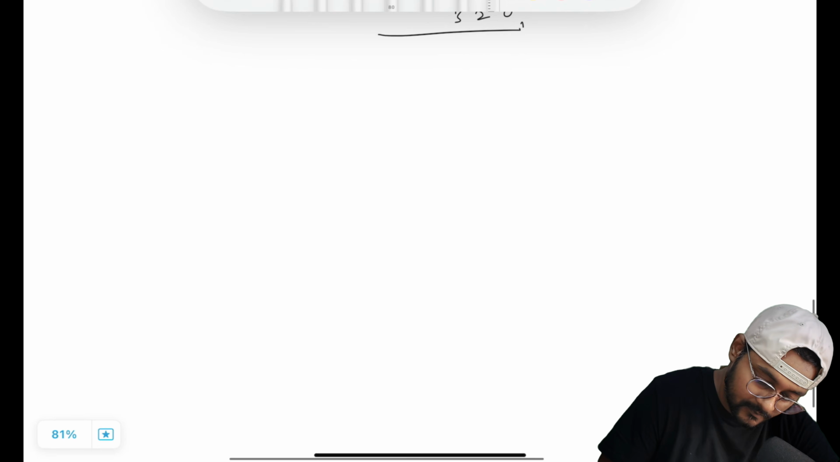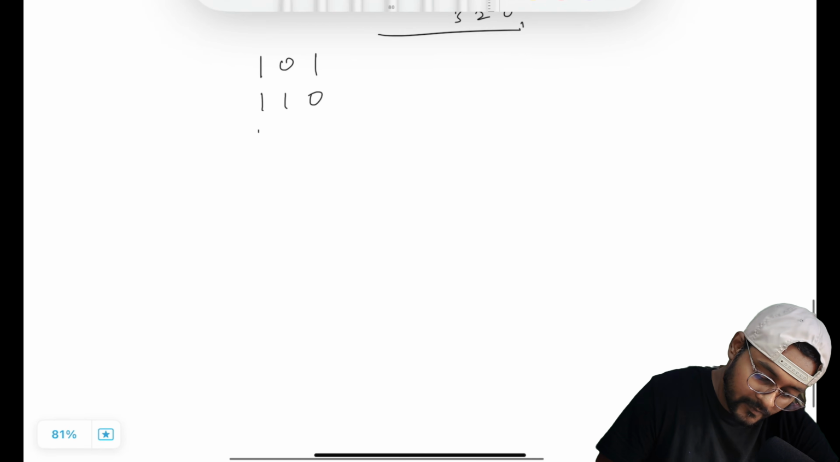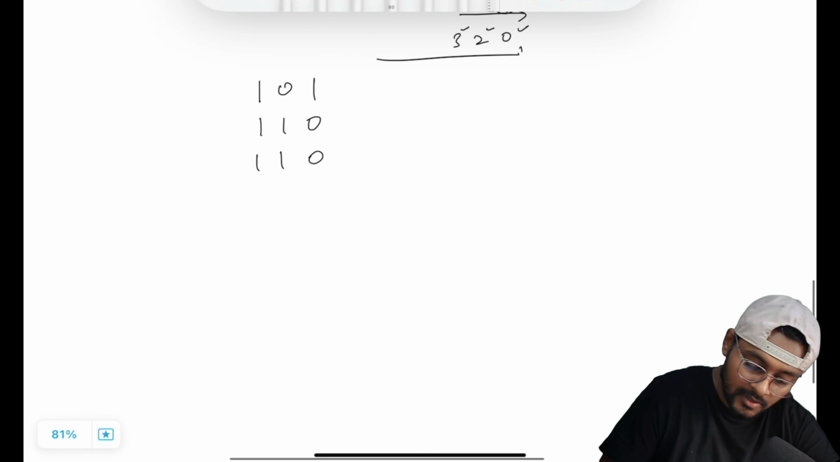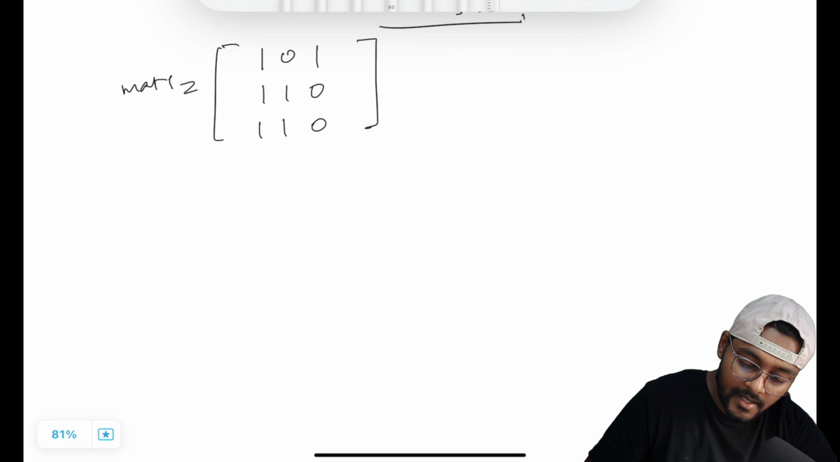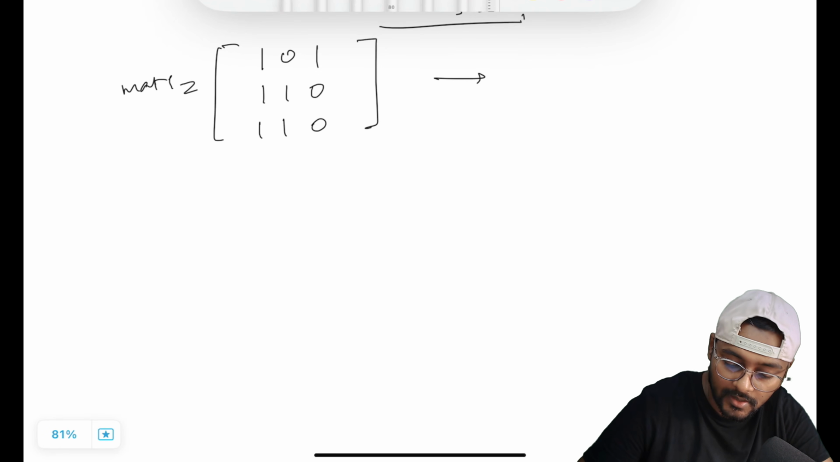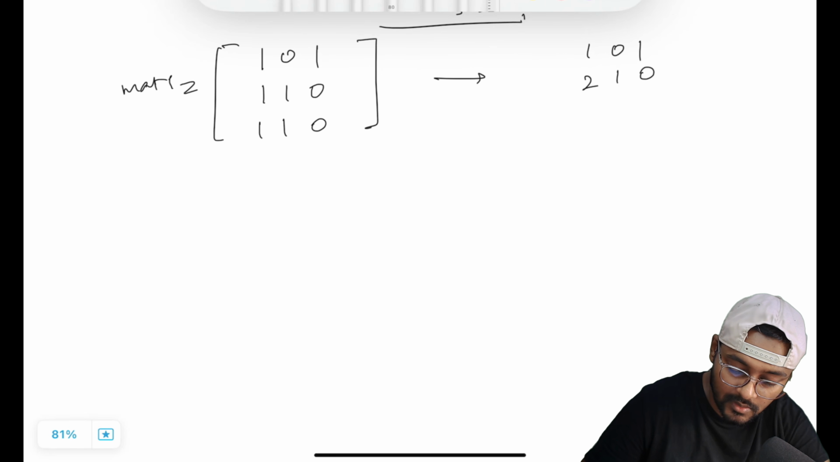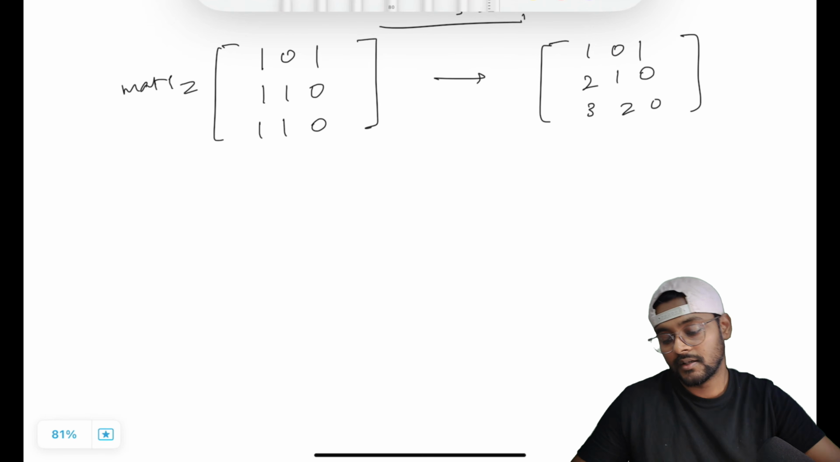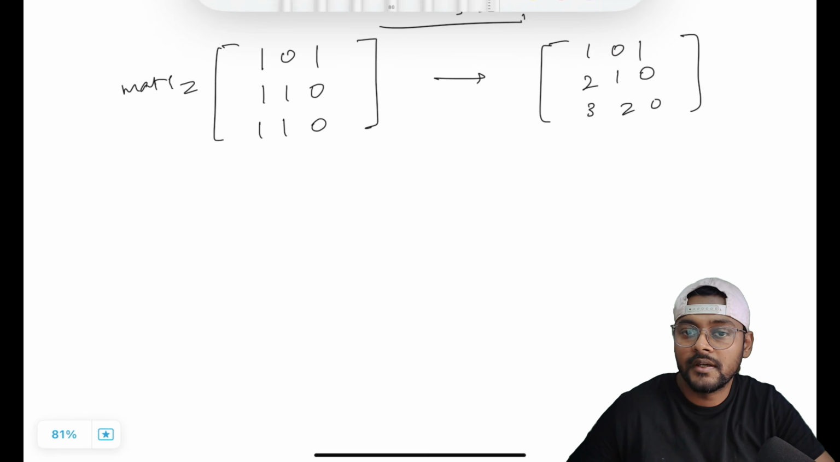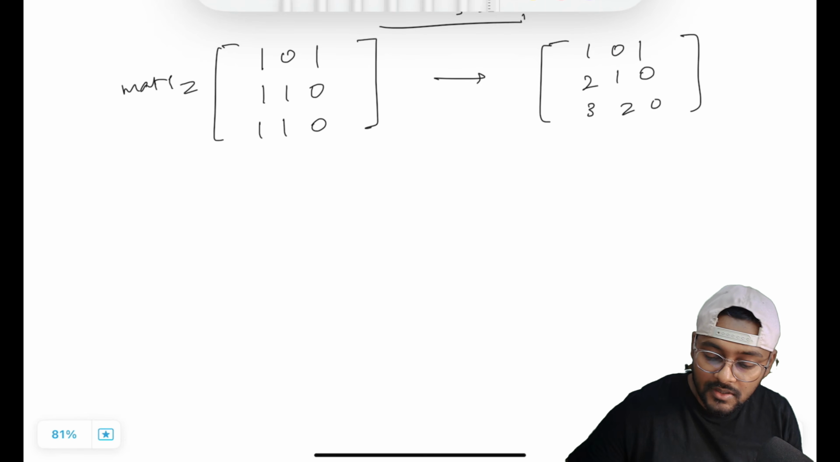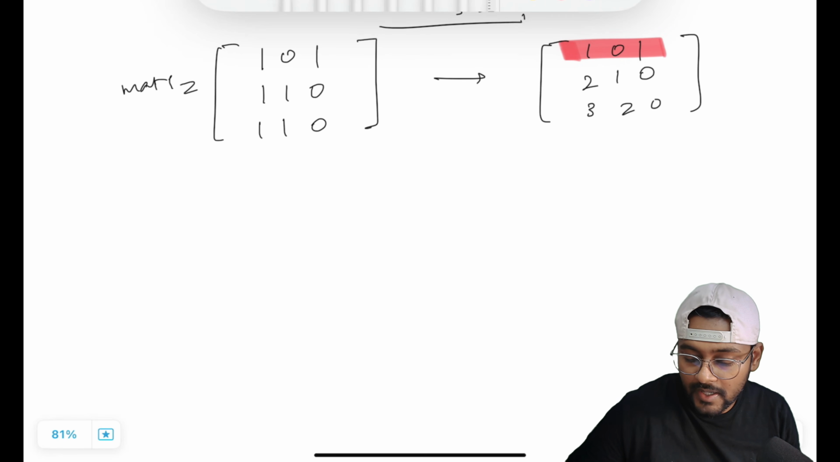101, 110, 110. Okay, so this matrix is given to me, and if I try to make every single row independent, it will be something like this: 101, 2, 1, 0, 3, 2, 0. So every row is now independent, and what I can do is process every row individually. The same logic I can apply for this row, same logic for this row, and same logic for this row as well.